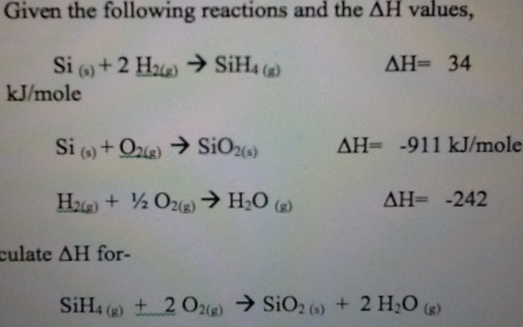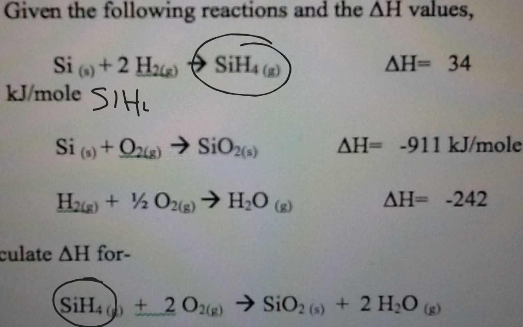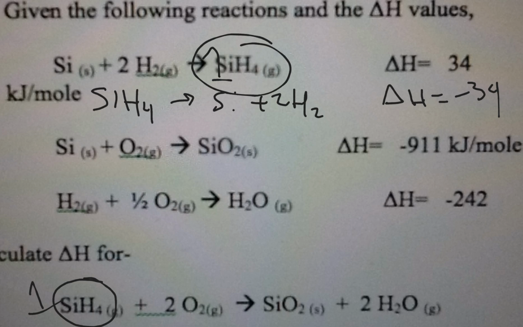Alright, so if I look down here, I want to find SiH4 on the left. As you can see here, it's on the right. So I'm going to take and rewrite this equation. SiH4 goes to Si plus 2H2. If I switch this, that means that this delta H must really be negative 34. I don't have to manipulate it mathematically because that's a 1 and that's a 1. So I just had to write the reverse reaction.